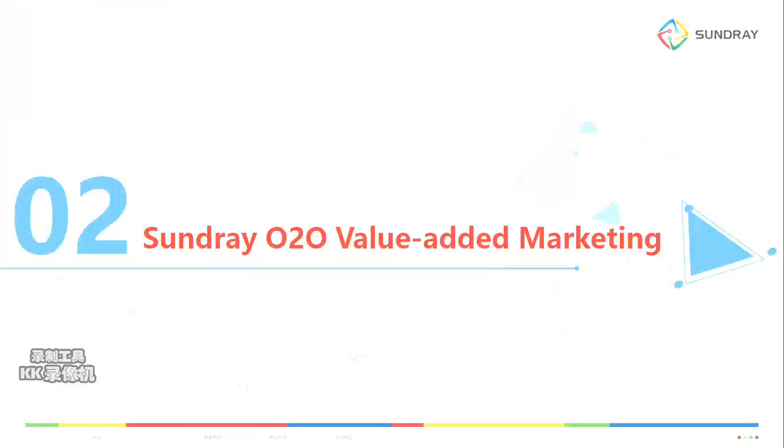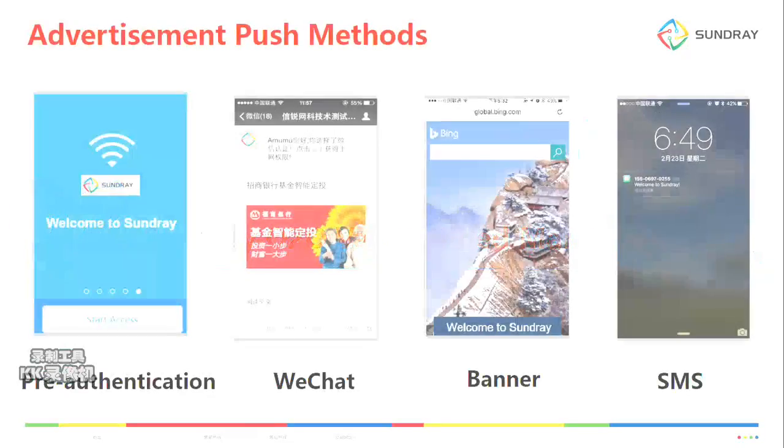So this is the first one, about security and access control. The second one is the main feature that distinguishes Sundray from our competitors: the marketing features. This is how Sundray can push advertisements and messages. The first one is using the pre-set landing page, the portal page. We can add 5 pictures into this portal page, so you can add promotions and discounts into these pages.